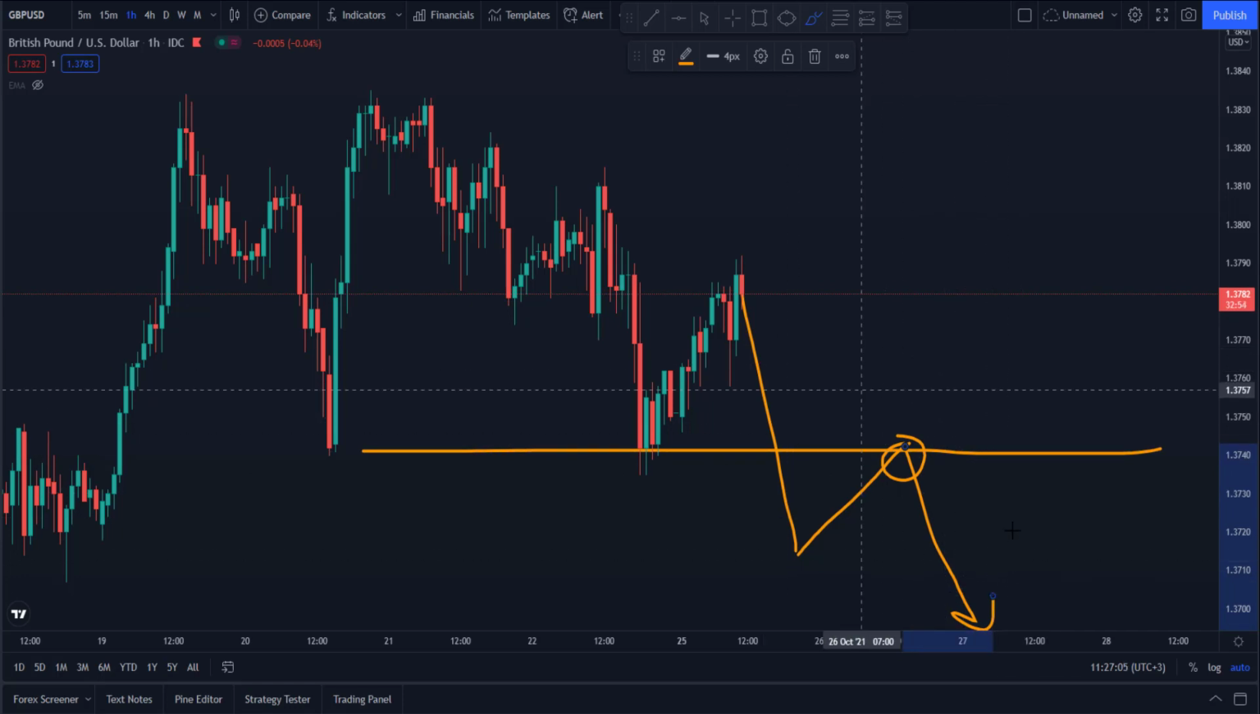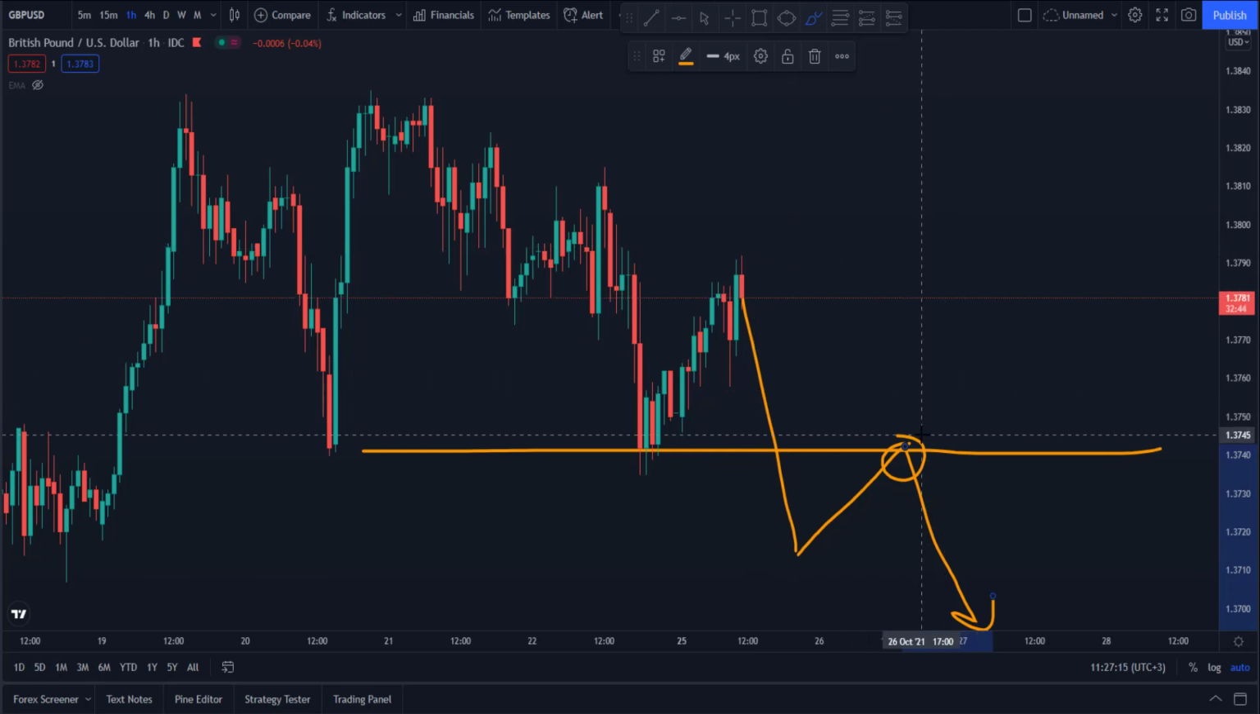At this point you can use a stop loss just around 1.3793, 94, 95, or if you want to be really aggressive with this one, you can even use a stop loss just above the reversal here. Okay, let's have a look at pound yen.